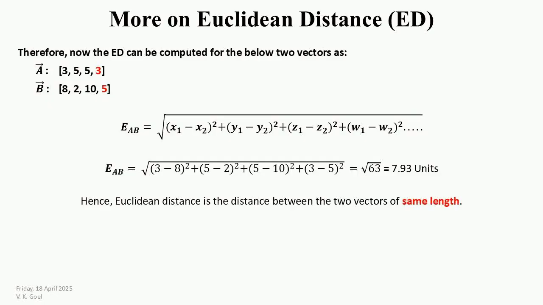Computation of Euclidean distance can be understood from the example here. The two vectors should be of same length for computation of Euclidean distance. Moreover, Euclidean distance is the straightest and shortest distance between any two given vectors.